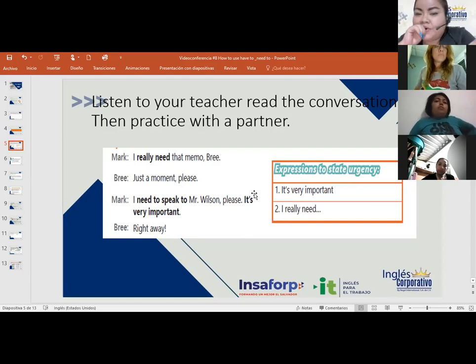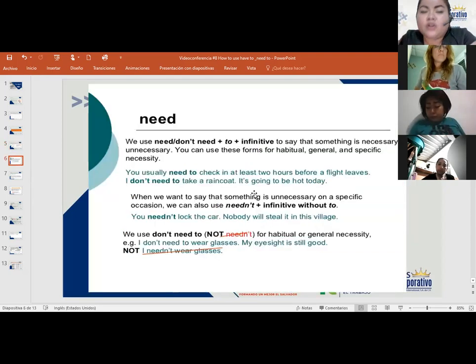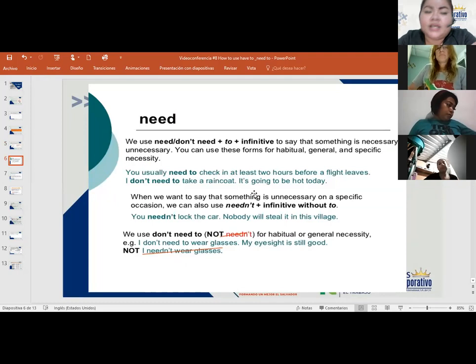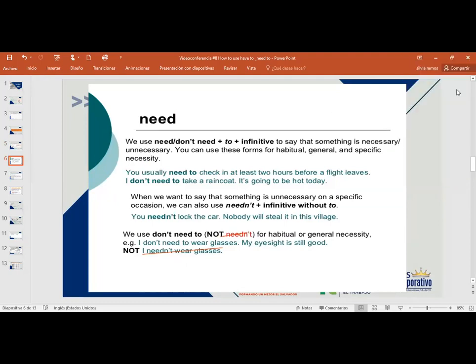Pero con esto vamos a ver un tema. That is called need. Things that we need to do. And I want you to pay attention to this. It says that we use need or don't need plus to plus infinitive to say that something is necessary or unnecessary. You can use these forms for habitual, general, and specific necessity. For example, you usually need to check in at least 2 hours before a flight leaves.